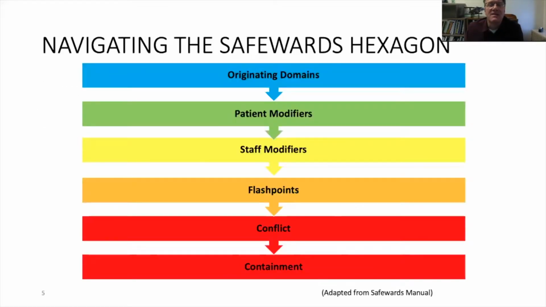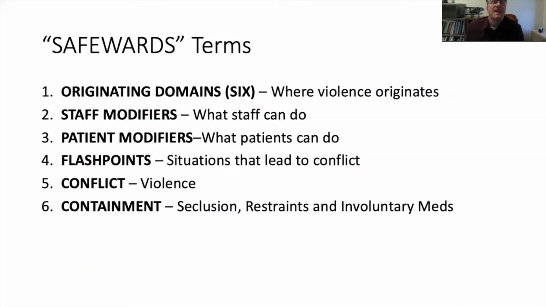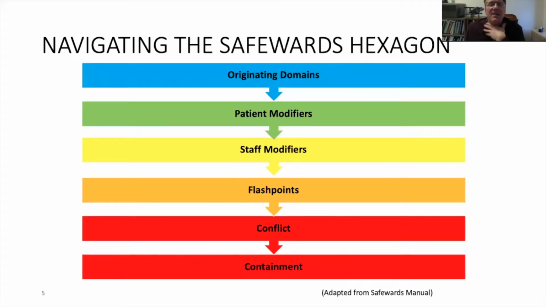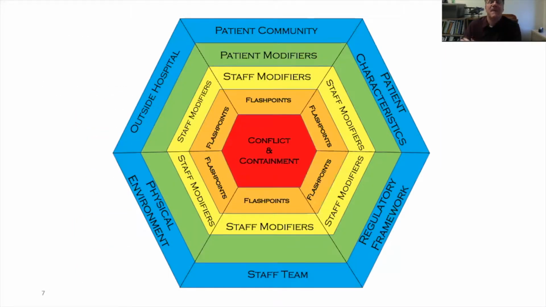I mentioned that these 6 terms help to understand the model, and we color-coded the terms to try to make it easier to see. Here are those colors and those terms laid out in a hexagon, in which each piece of the pie represents a domain. The source of violence is either in the patient community domain, the patient characteristic domain, the staff team domain, et cetera. And you can kind of see how it's laid out there.